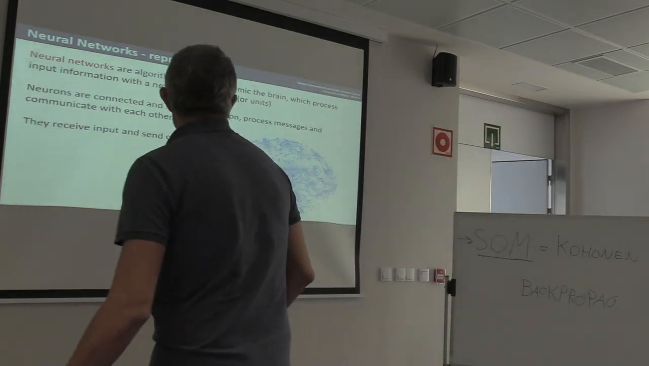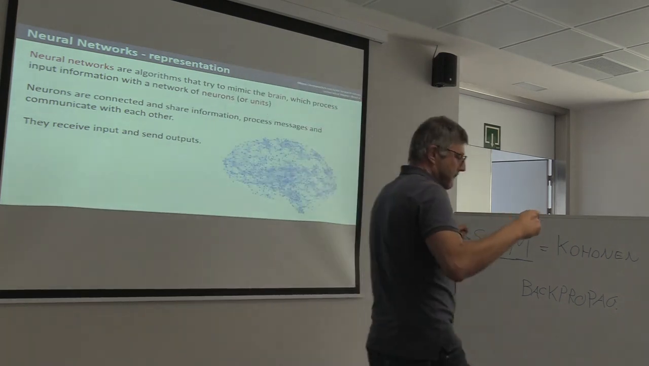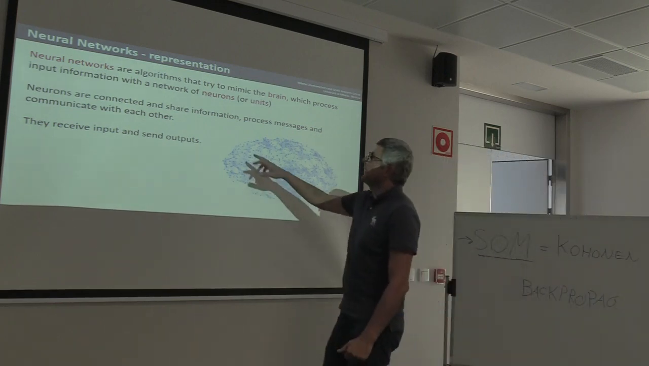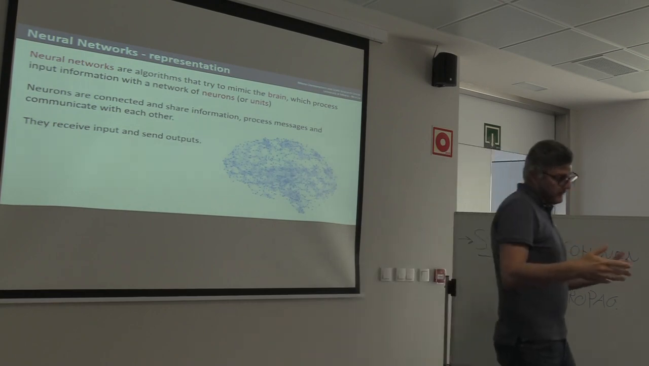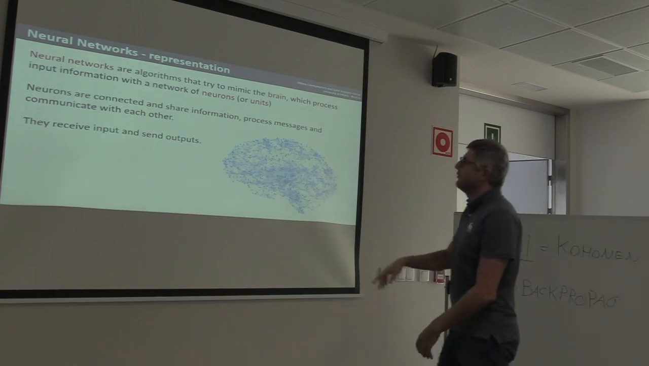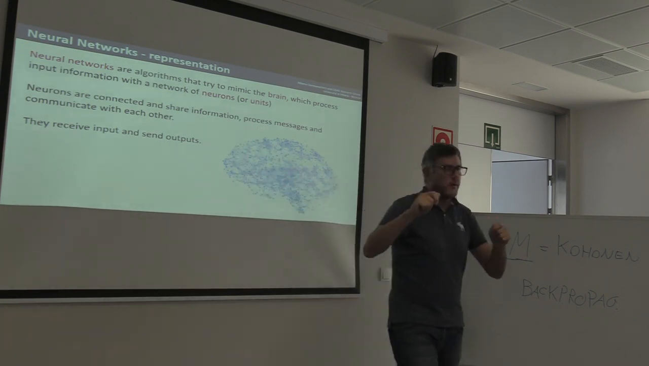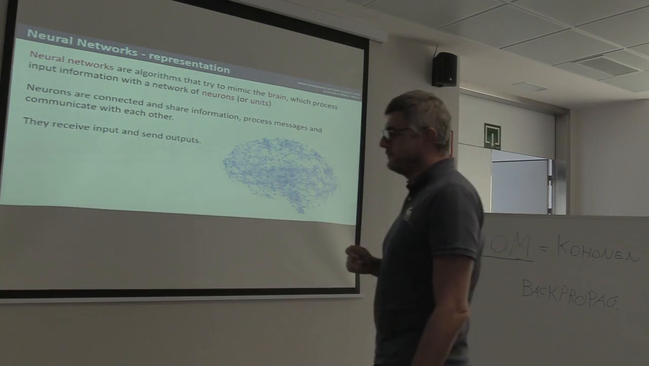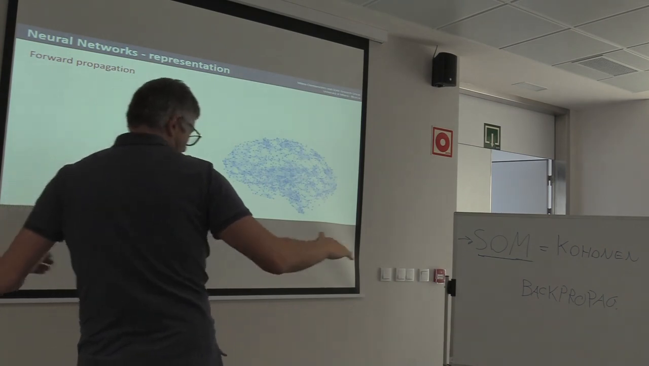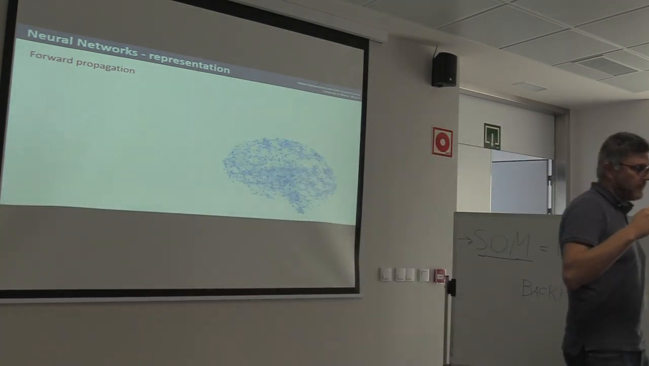So, as I said, what we do is to try to mimic the human brain with an architecture where you have neurons, which are the units which constitute the neural network. So you have a network of neurons which communicate and share information. How do they do this? How does it work? How do they share information?